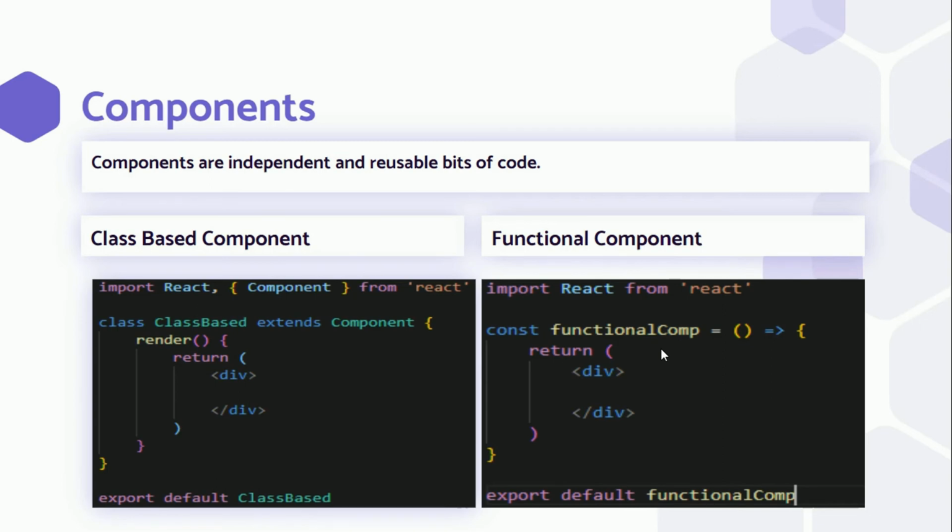So if we compare this with the class-based component, we can see a few differences. First, in a functional component, we do not extend Component, and we cannot do that also as it is not a class. It is a functional component. So we cannot extend Component. And second, inside the functional component, we don't have a render method. But in a class-based component, we have a render method and everything is wrapped inside the render method.